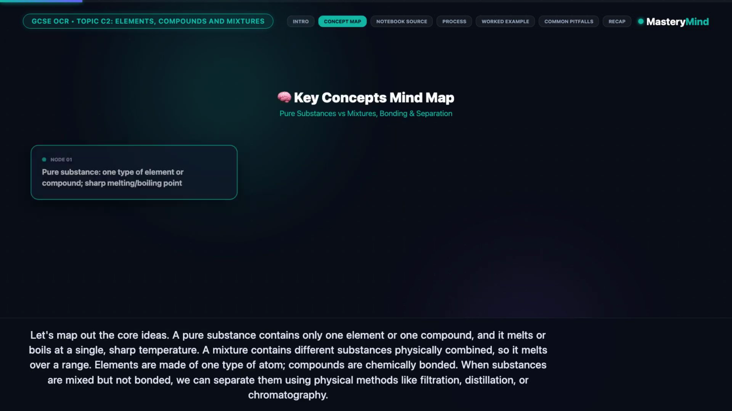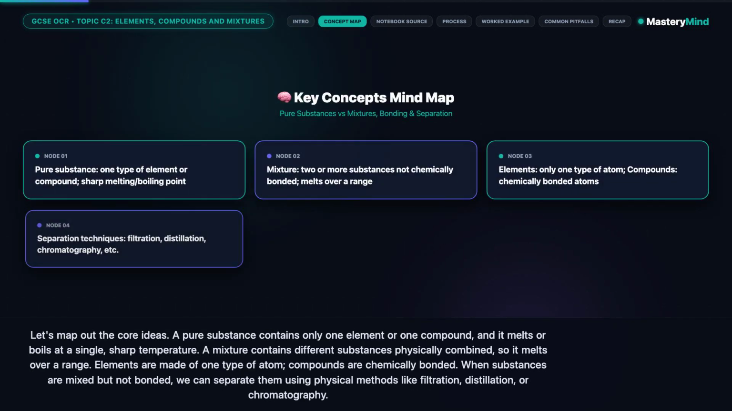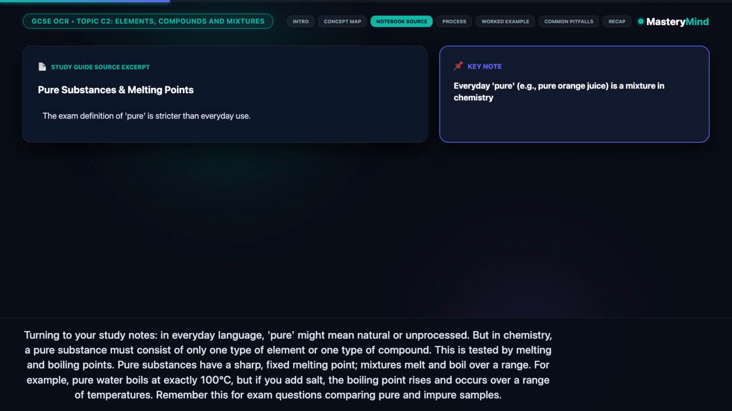Let's get started. Let's map out the core ideas. A pure substance contains only one element or one compound, and it melts or boils at a single, sharp temperature. A mixture contains different substances physically combined, so it melts over a range. Elements are made of one type of atom, compounds are chemically bonded. When substances are mixed but not bonded, we can separate them using physical methods like filtration, distillation, or chromatography.